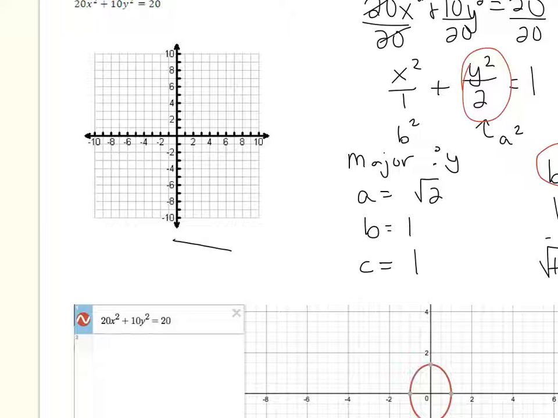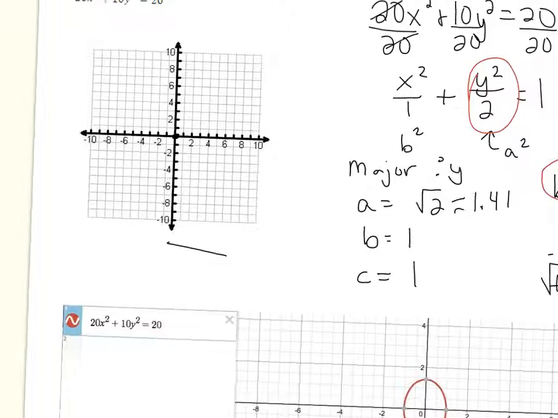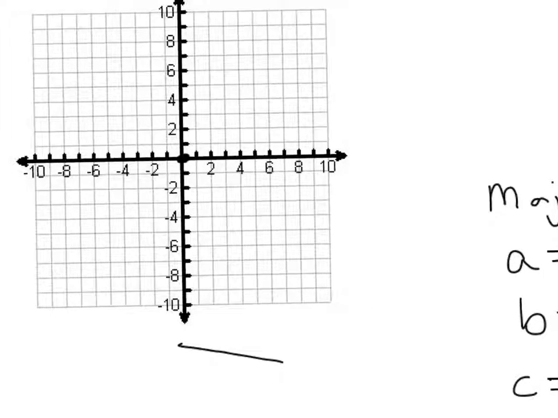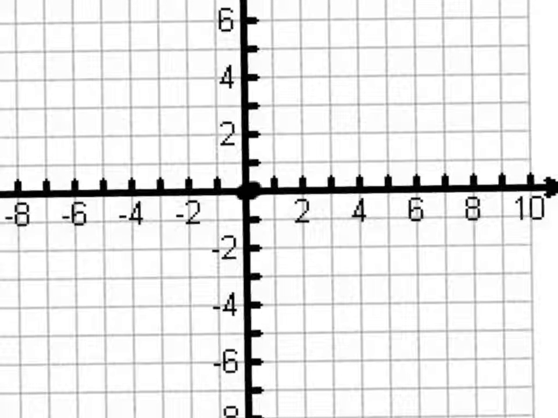Now we have our a, b, and c, so I can start graphing my ellipse. The center is still at the origin. No shifting has happened yet. A is square root of 2, which is about 1.41. I'm going up and down because the major axis is in that direction. So I'm going to zoom in here, because 1.41 would be like there and there. So this vertex would be 0, square root of 2, and this one down here would be 0, negative square root of 2, because I go up and down square root of 2.